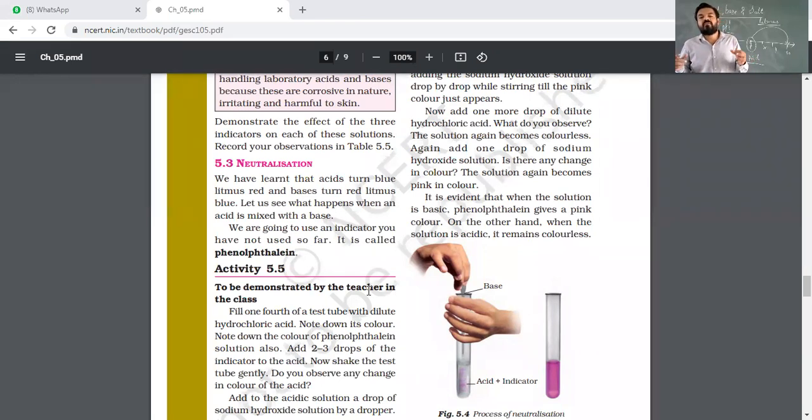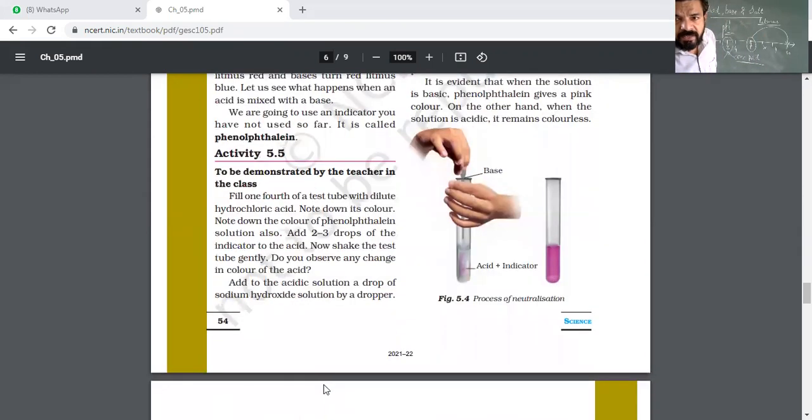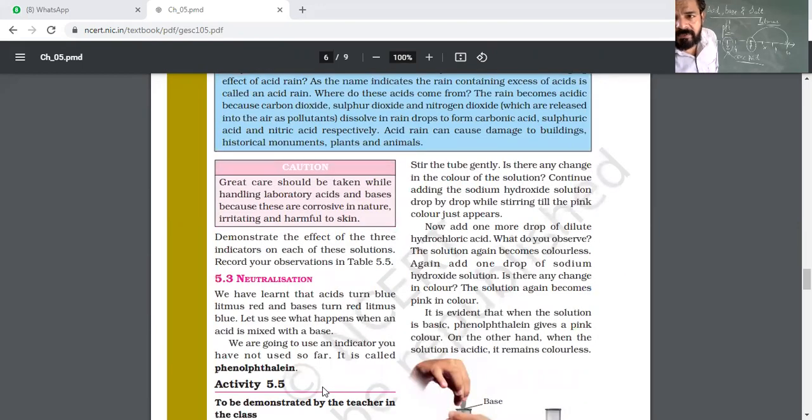Otherwise, it is difficult for our health if we use that kind of substance. Now, neutralization. We have learned that acid turns blue litmus paper red, and a base turns red litmus paper blue. That is a base. So when we mix the acid and the base, let us see what is going to happen.